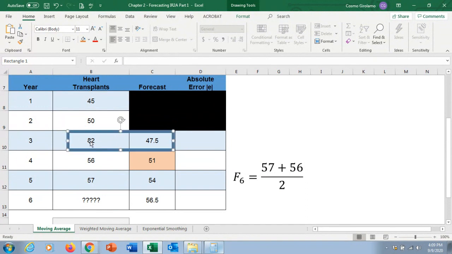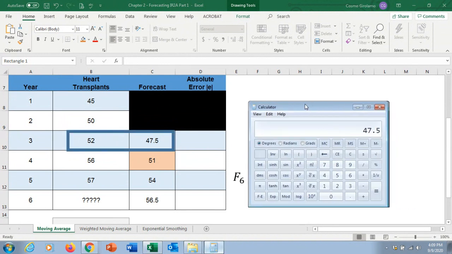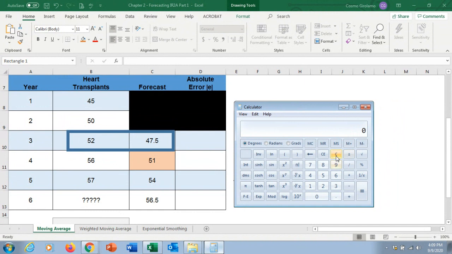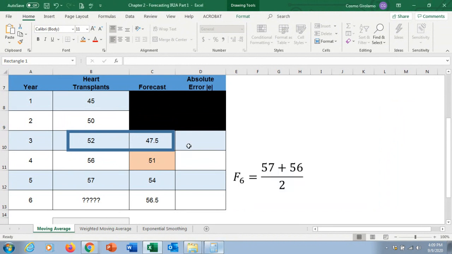So 52 is what happened. 47.5 is what I forecasted. What's that difference? Plugging that into my calculator, I take away what actually happened, 47.5, from 52, and that difference, 4.5, is my absolute error.